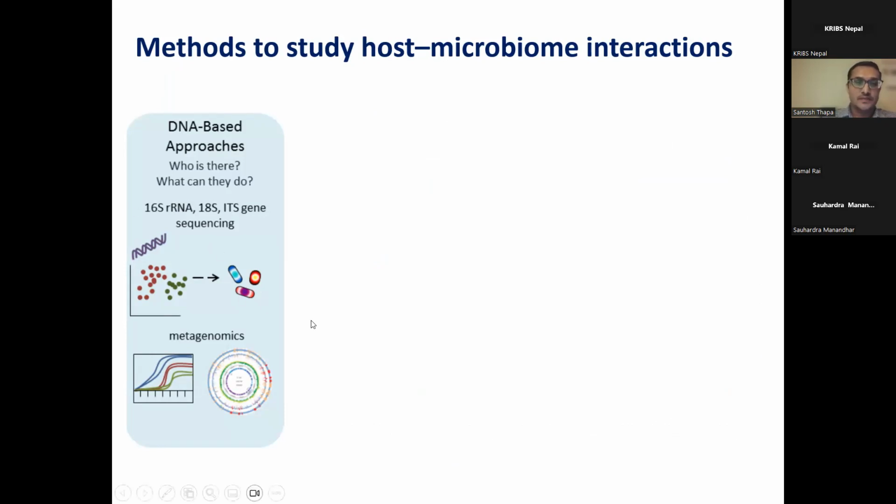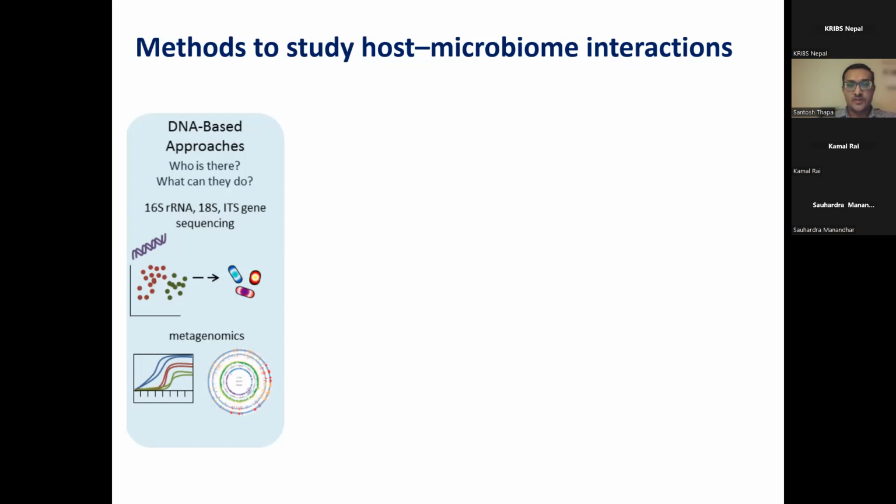On the other side, there is shotgun metagenomics, which is sequencing the whole genome present in a particular sample. So there are two things in the DNA-based approach. One is the marker gene-based sequencing, which we popularly call amplicon sequencing, because we amplify the PCR fragment and then we sequence them.